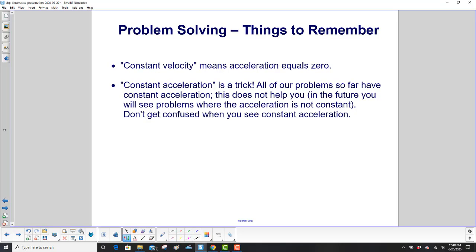Constant velocity, what does that mean? It means the acceleration is equal to 0. So they may not say acceleration is 0, but once you see constant velocity, you make that leap right over to there. Constant acceleration is a trick.